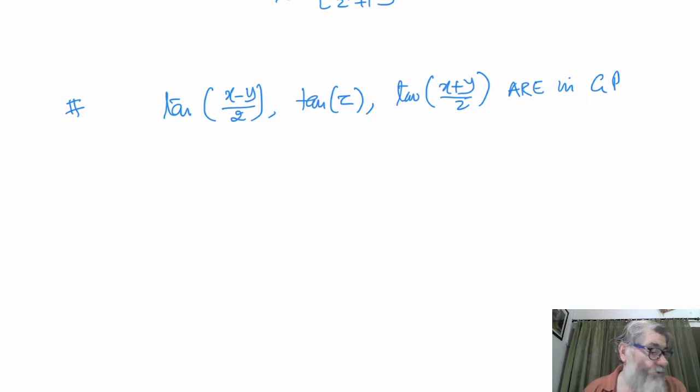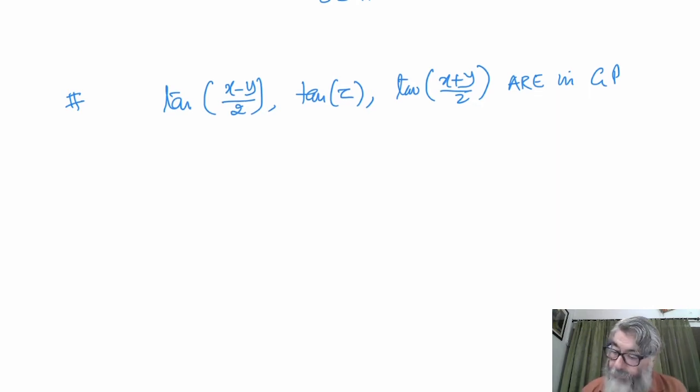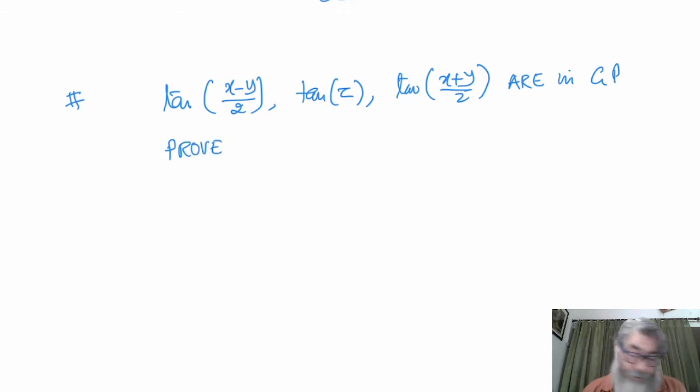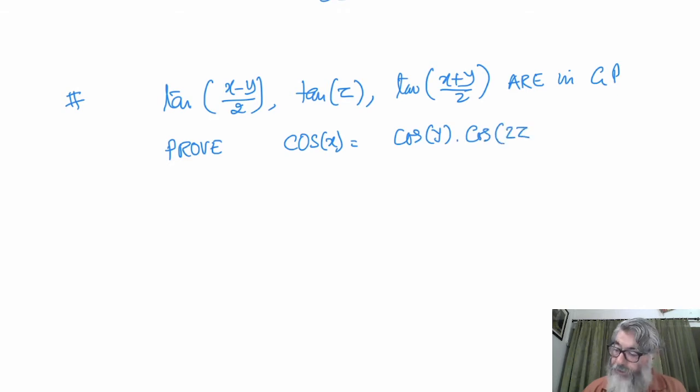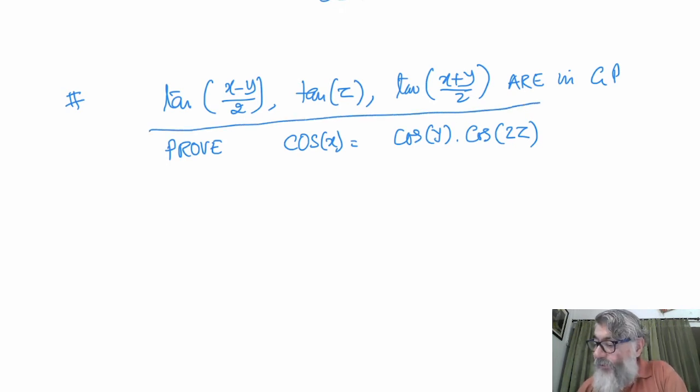So he wants you to prove cos x is equal to cos y and cos 2z. We have to prove this. We are given that these terms are in GP.